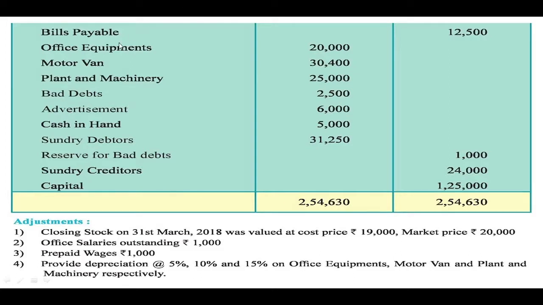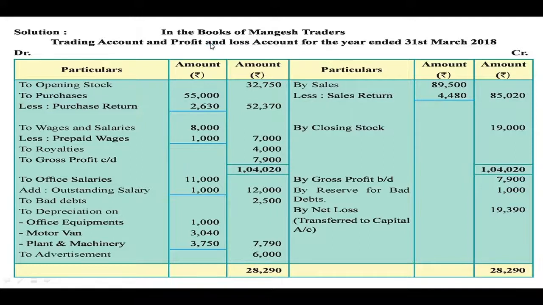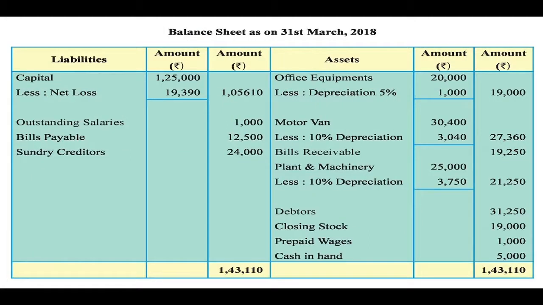Bills payable, it is the amount payable to the creditors, so it is a liability. So that is why it is recorded on the liability side of the balance sheet after leaving a few lines for capital and net loss or net profit and drawings if it is given in the question. Then we have to leave around 4 to 5 lines and then we can record bills payable 12,500.